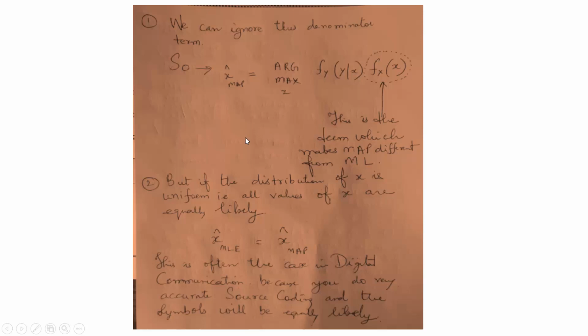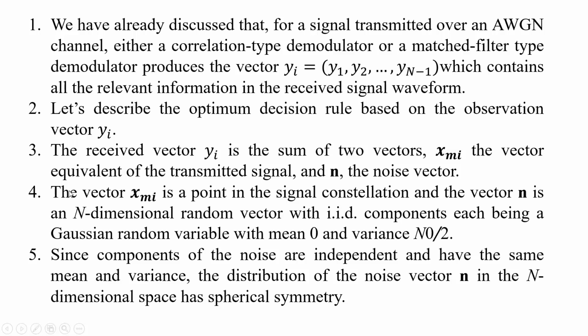So this is the explanation about the maximum likelihood estimation and maximum a posteriori algorithm. Now let us look at it particularly for the case of digital communication. We have already discussed that for a signal transmitted over an AWGN channel, either a correlation type demodulator or a matched filter type demodulator produces the vector yi, which contains all the relevant information in the received signal waveform. That means this is equivalent to doing the measurements. Now let us describe the optimum decision rule based on the observation vector yi, which is the measurement basically.